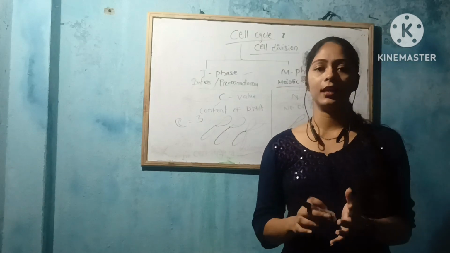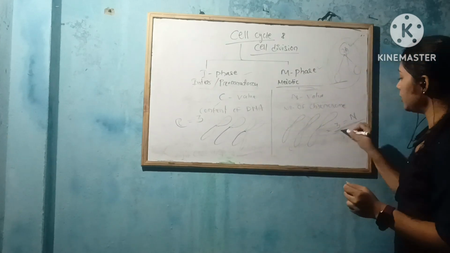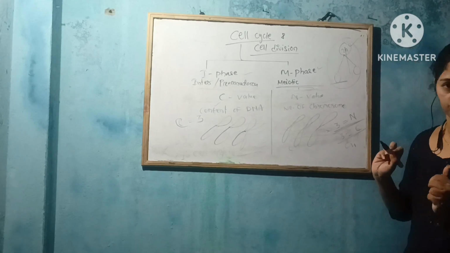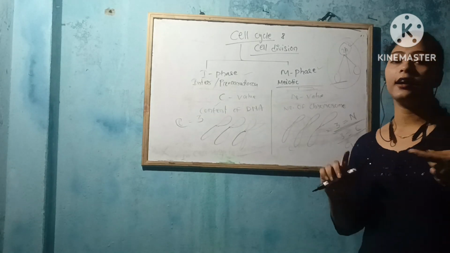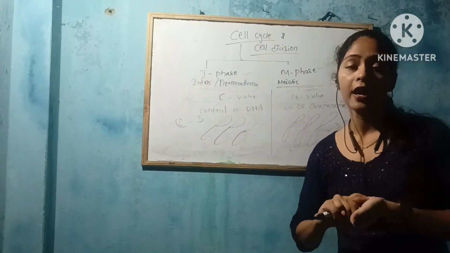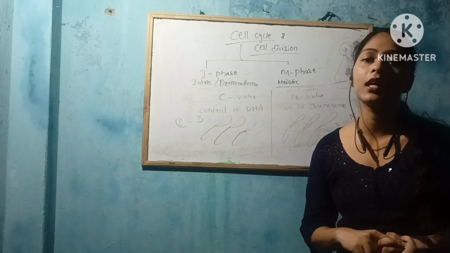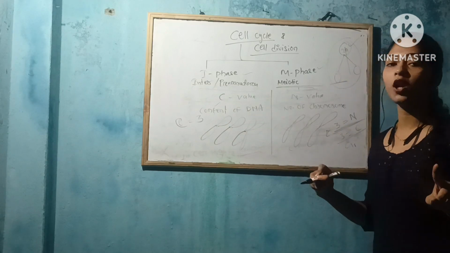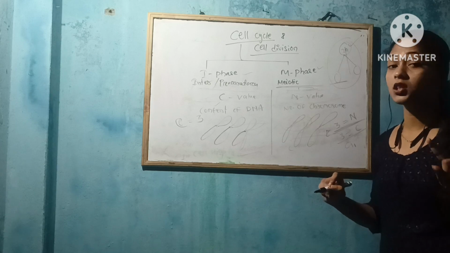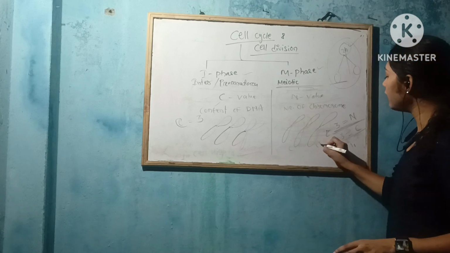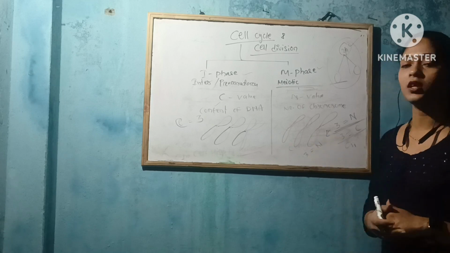So in a cell, if the N value is 3 and the C value is 3 during G1 phase, what will be the N value and C value after completion of S phase of that cell? Let's do it. In S phase, what will occur? Synthesis of DNA will occur. So the number of chromosomes remains the same, nothing is going to change. So the N value remains the same, that is 3.